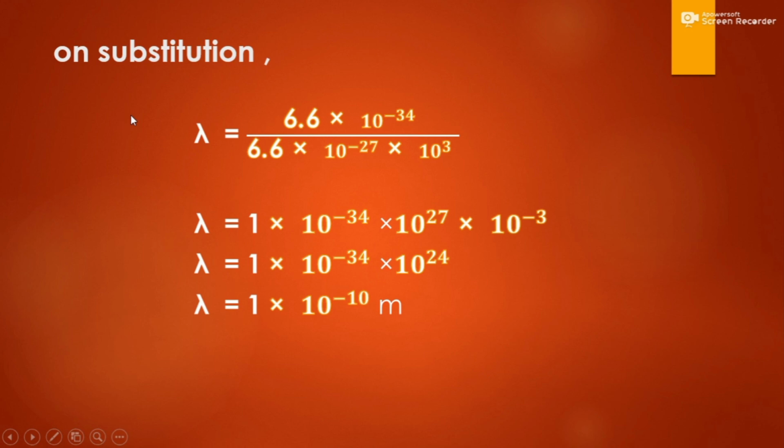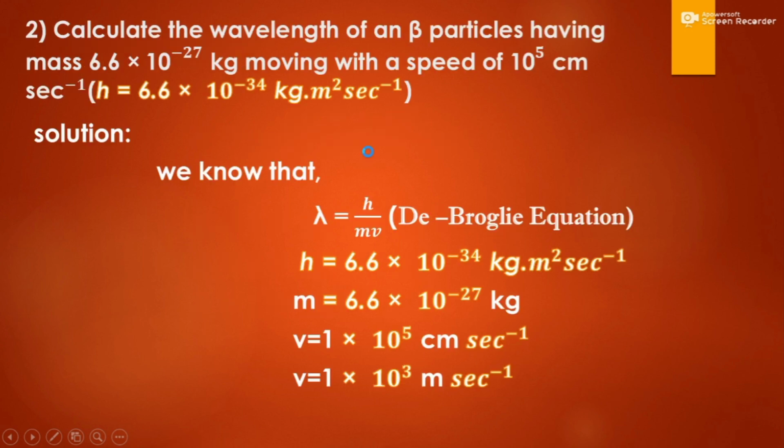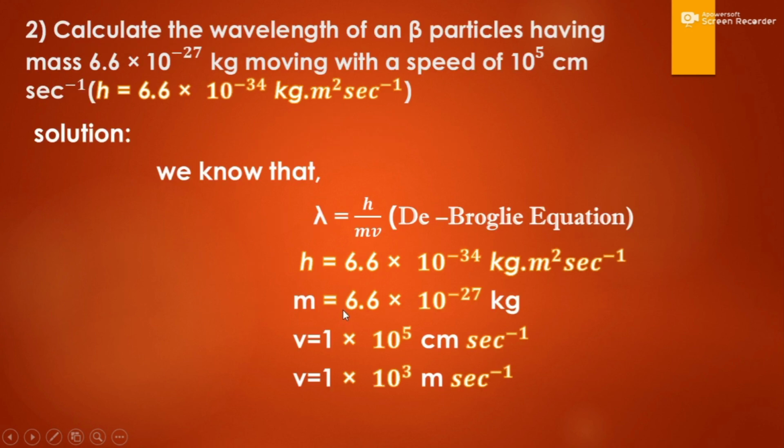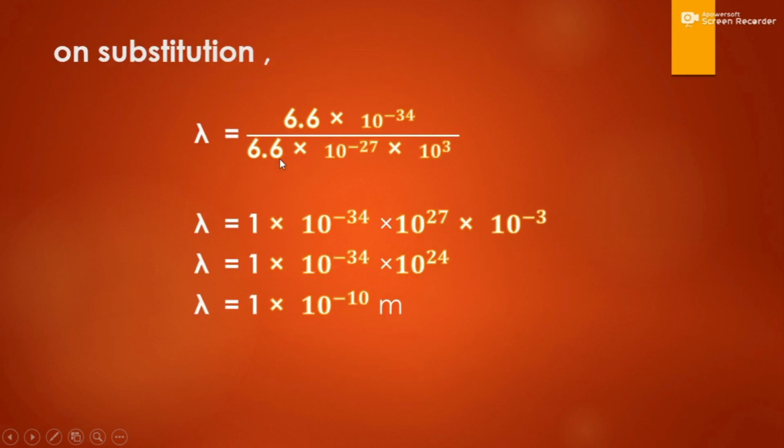Then on substitution in de Broglie's equation, lambda is equal to h upon m into v. The value of h is 6.6 into 10 raised to minus 34, the value of m is 6.6 into 10 raised to minus 27, and v is 1 into 10 raised to 3. So we substitute 6.6 into 10 raised to minus 27 into 10 raised to 3. Then this 6.6 and this 6.6 cancel. Then lambda is equal to 1 into 10 raised to minus 34; the 10 raised to minus 27 goes to the numerator and becomes plus 27, and the 10 raised to plus 3 goes to the numerator and becomes minus 3.